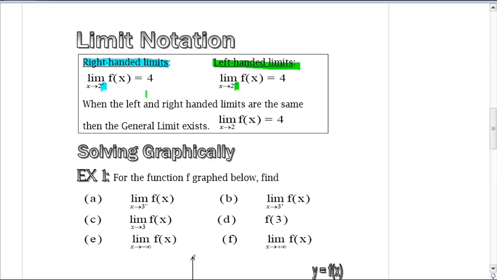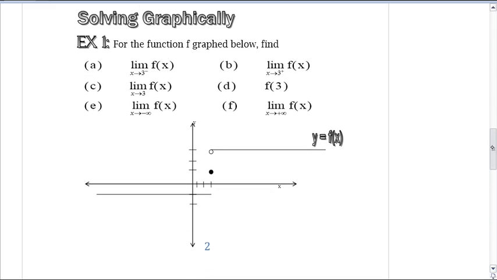Now the most important part: if you want to show that the general limit exists, and the general limit is just right down here, limit as x approaches 2 of f of x, there's no plus or minus. Notice that from the right I have a height of 4, and from the left a height of 4, so the general limit must exist. All you need to do to show that the general limit exists is show that the left and right-handed limits are both equal to the same number.